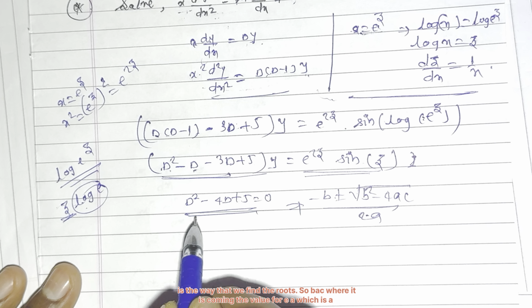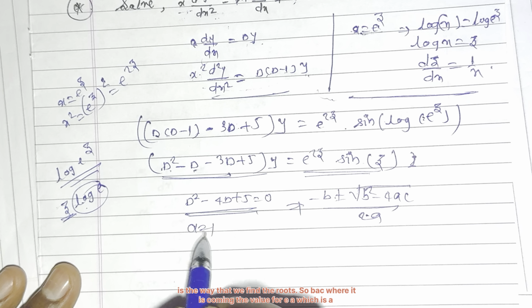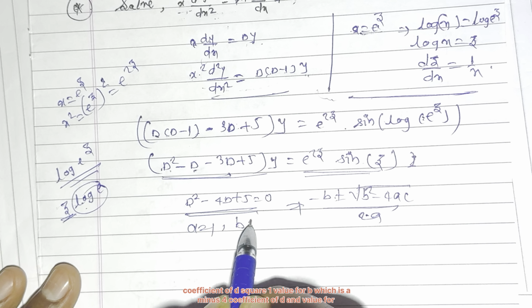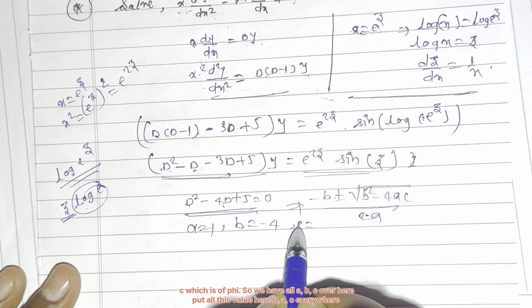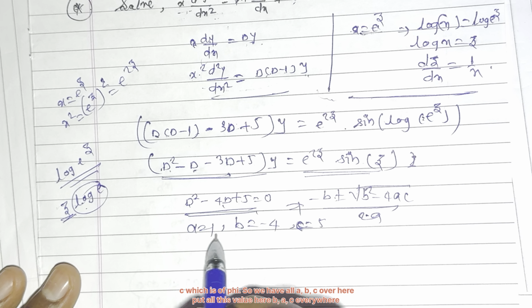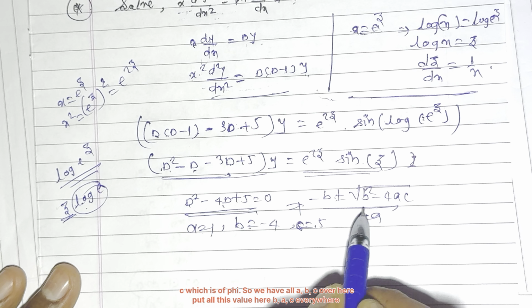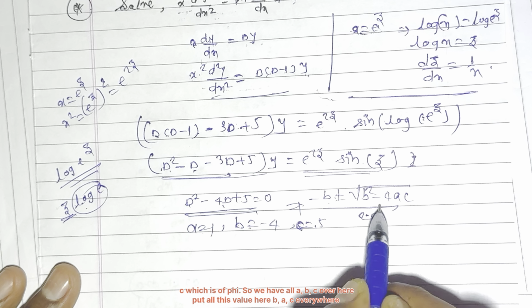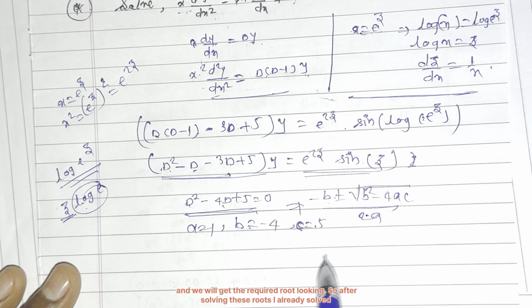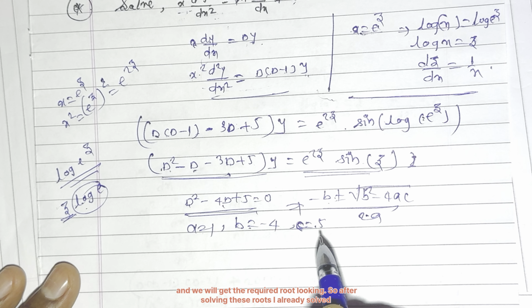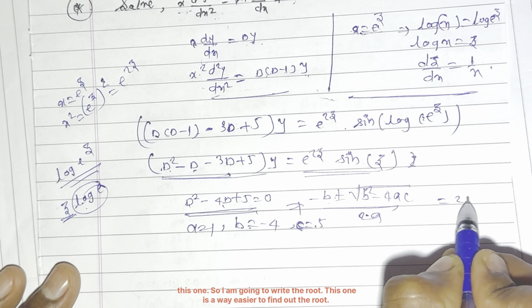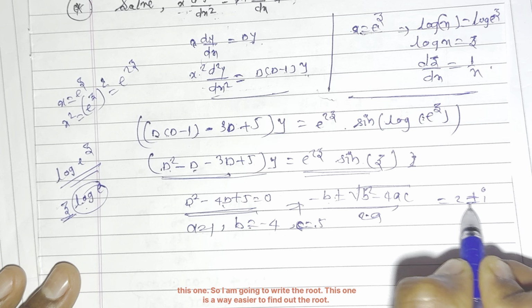So where are a, b, c coming from? The value for a is the coefficient of D squared, which is 1; the value for b is the coefficient of D, which is minus 4; and the value for c is 5. So we have all of a, b, c here. Put all these values in the formula everywhere and you will get the required roots. After solving, I already solved this one, so I'm going to write the roots. This one is way easier to find.